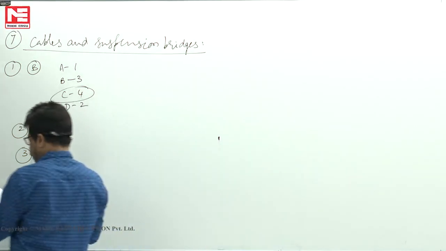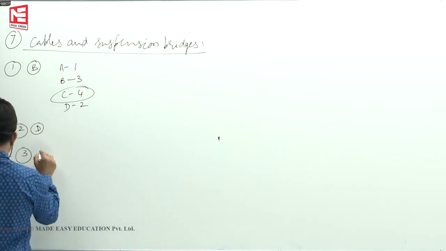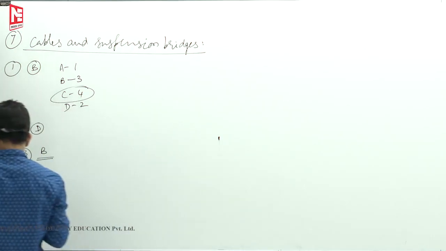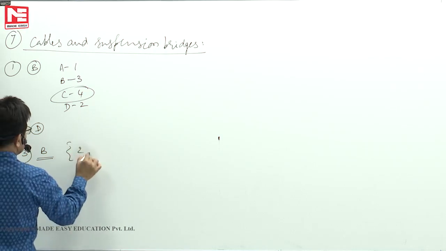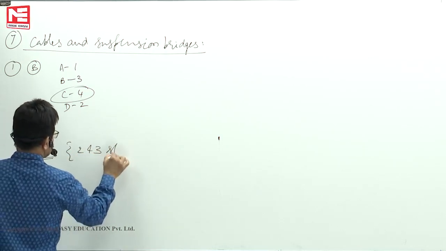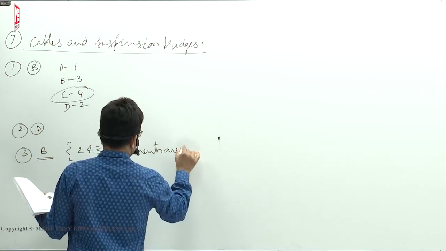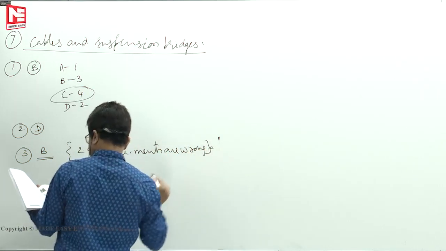Which of the statements are correct? One only. One only means B. Statements 2 and 3 are wrong. They are influenced.